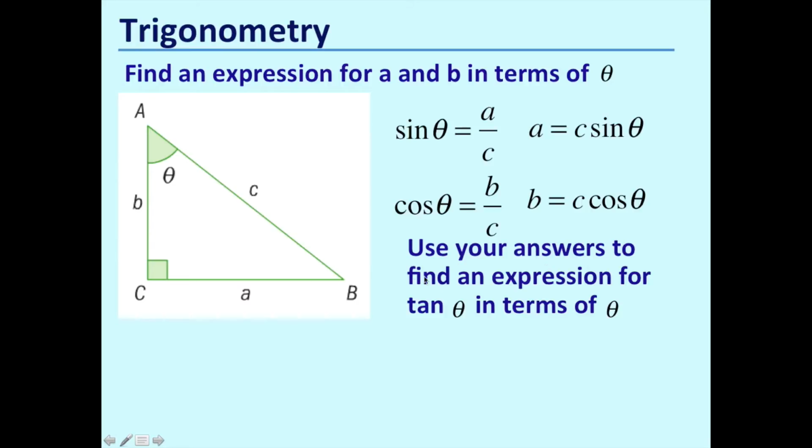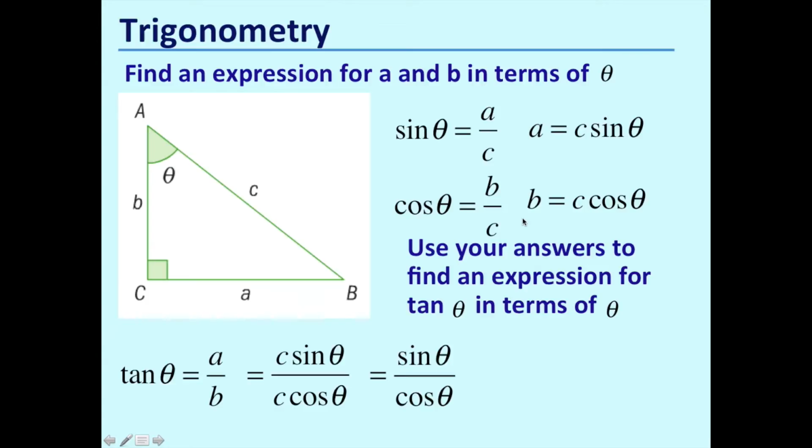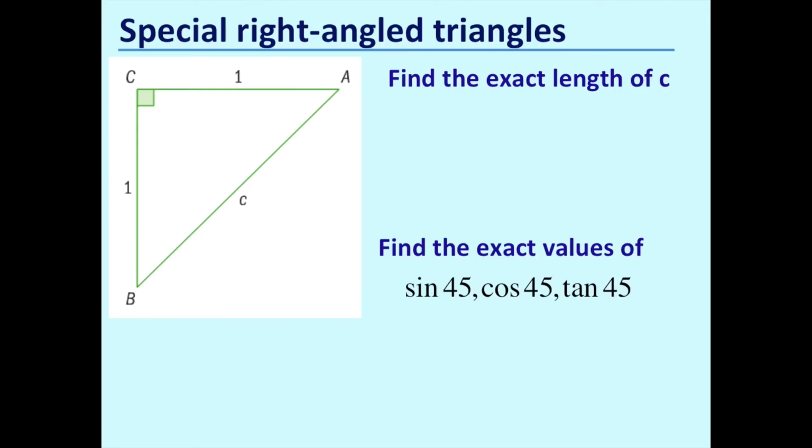Use your answers to find an expression for tan theta in terms of theta. Well, tan theta is going to equal opposite, which is A, over adjacent, which is B. We have an expression for A and B, so we can say, therefore, that tan theta equals C sine theta, which is the same as A, divided by C cos theta, which is the same as B. The C's will cancel out and leave us with tan theta equals sine theta over cos theta, which is one of the general rules that we will be working with a lot in this unit.